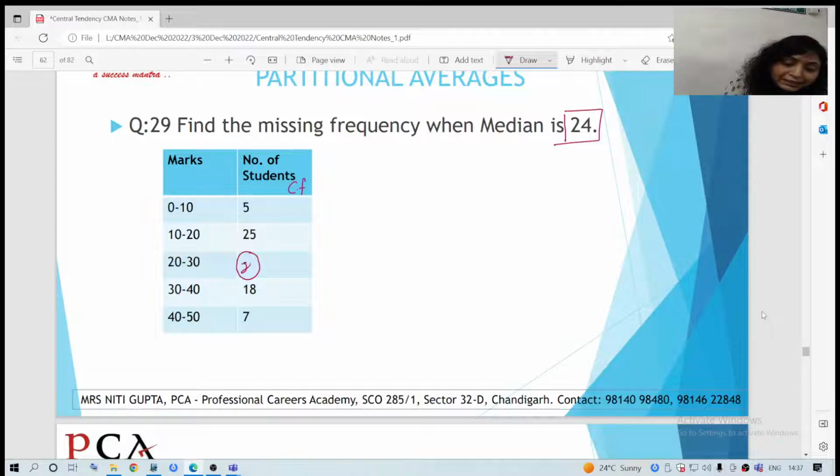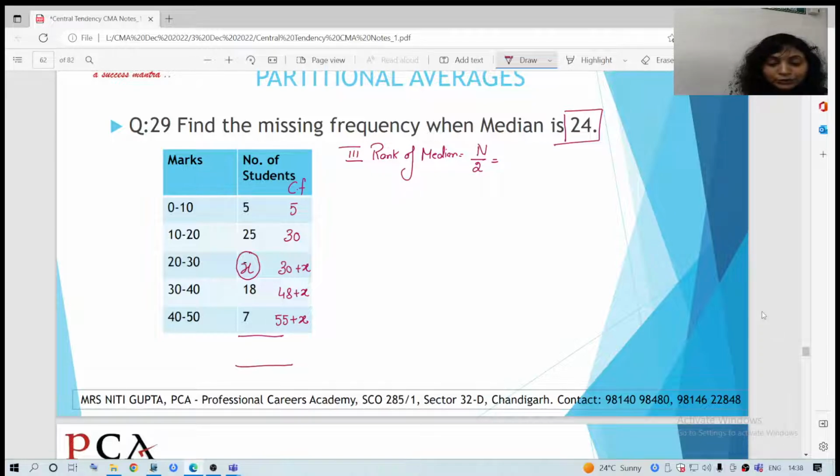So I took the missing frequency as x. So my CF is 5, 30, 30 plus x, 48 plus x and 55 plus x. So the second step, cumulative frequency, is done. The third step is rank of median. As it is a continuous series, it is n by 2. Now I don't have the total number of items. So my total number of items is 55 plus x, so my rank is 55 plus x upon 2.